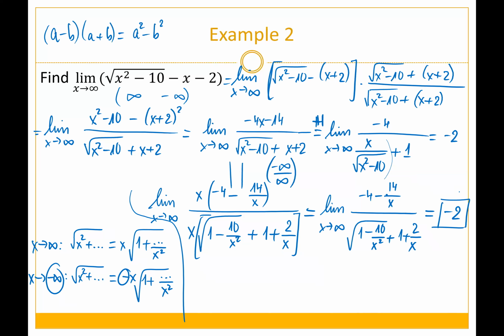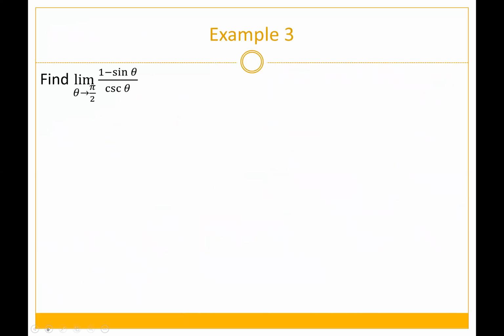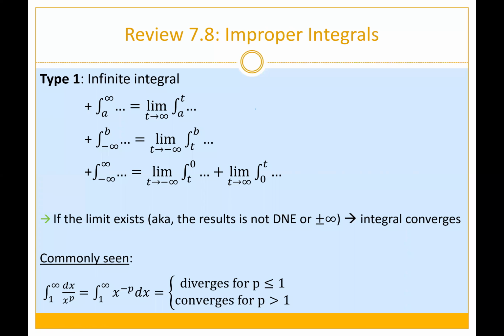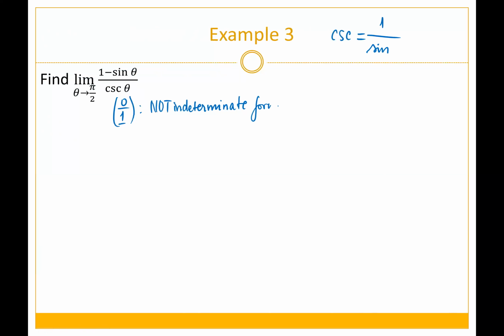So having said that, we'll go to example 3. Find the limit as theta approaches pi over 2 of 1 minus sine theta over cosecant theta. Now when you put in pi over 2, what do you have? You're going to have 0 over 1, and this is not an indeterminate form, because cosecant is 1 over sine, and sine of pi over 2 is 1. So you just say it equals 0, because 0 over 1 is 0.